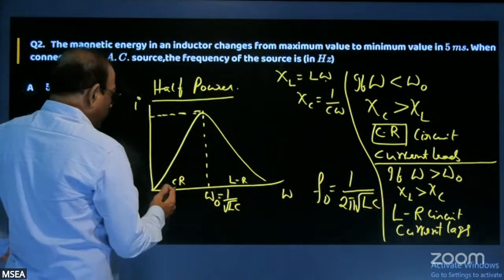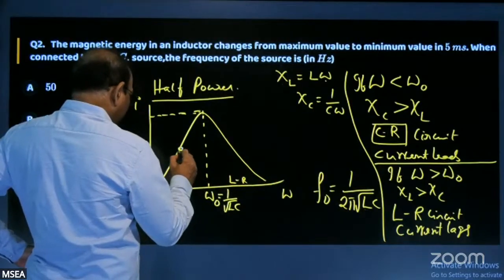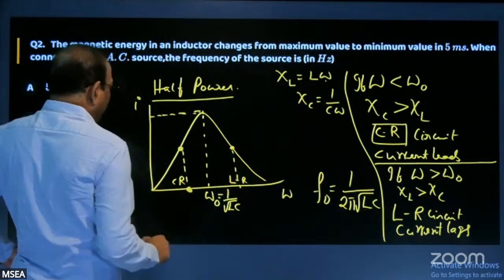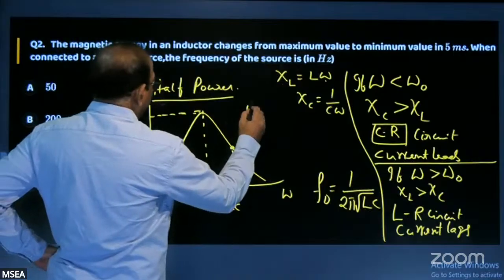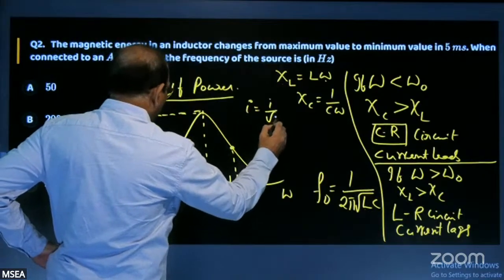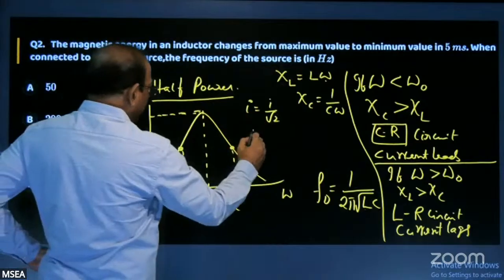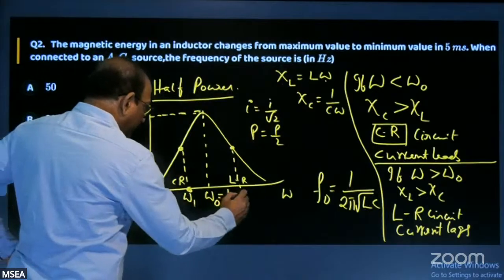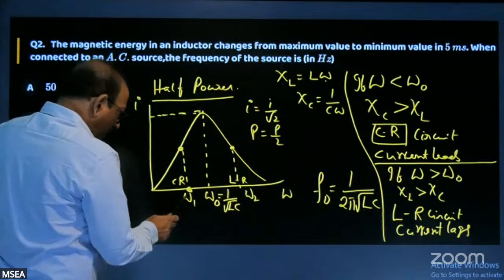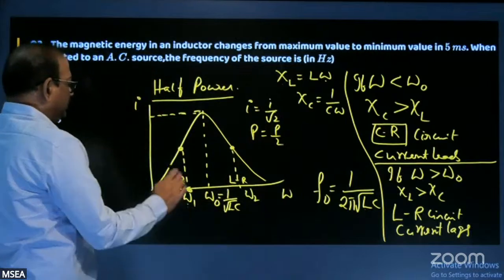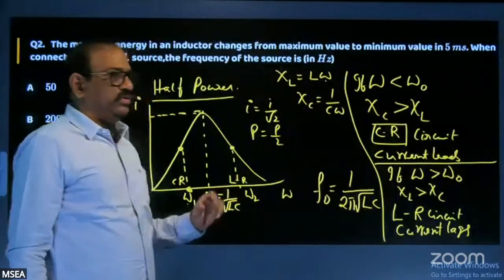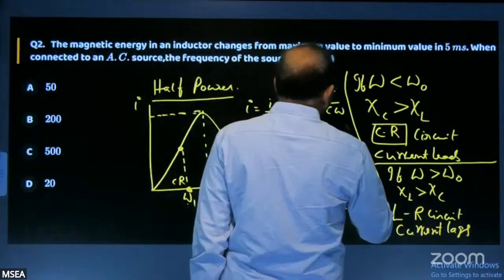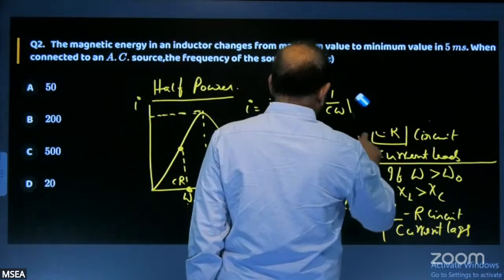Now, less than omega naught and more than omega naught, if you take two particular angular frequencies, there the power will be half and the current will be root 2 times less. Those angular frequencies I am writing as omega 1 and omega 2. The difference of these two angular frequencies is called the bandwidth of this LCR circuit, angular bandwidth of LCR circuit.